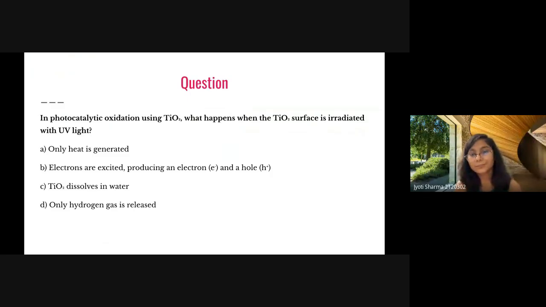What do you think? Yes, so both of you gave me B. So whenever there are UV rays on titanium oxide, the electron will be excited, and this will give you the electron and the hole.